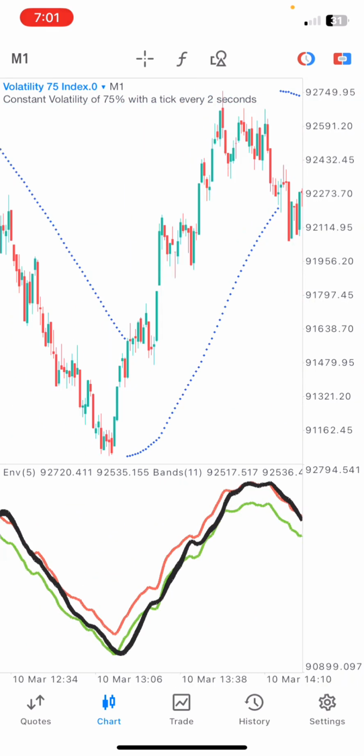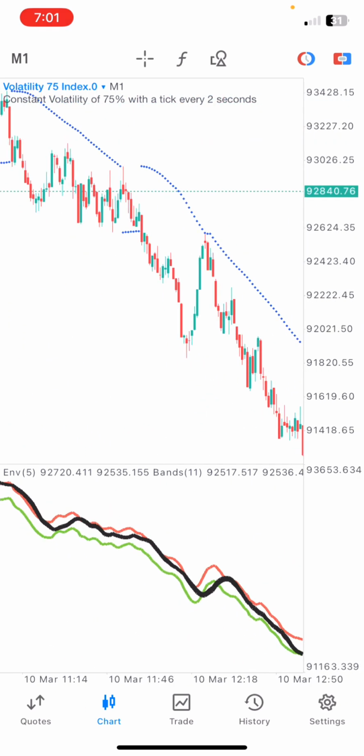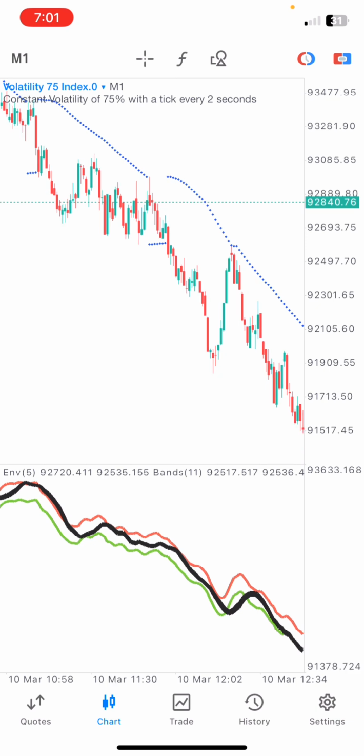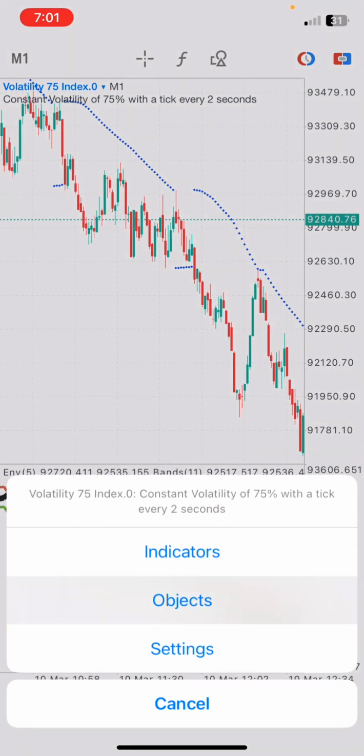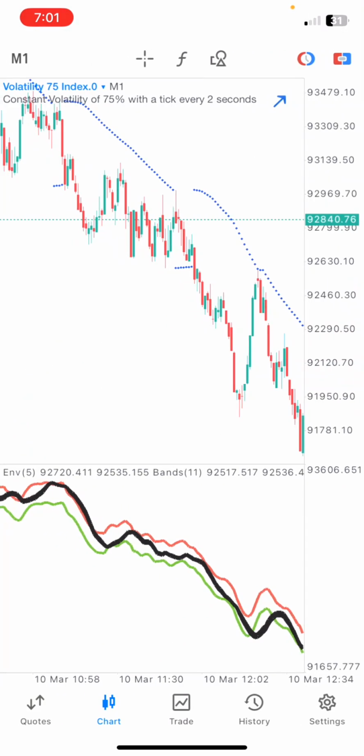And for sell trades, once you confirm the Bollinger Bands is moving downwards, then the next thing you want to do is make sure that you see the Bollinger Bands, whenever it's moving inside and comes back and touches the red envelope lines, that's where you want to go for a sell. That's what you go for a sell.